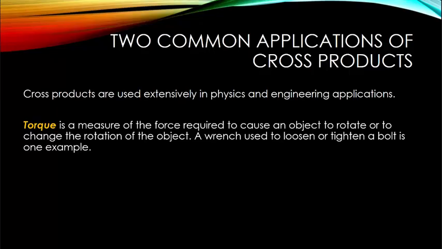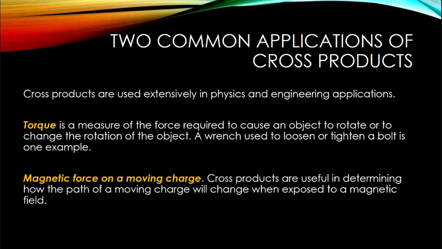A wrench that is used to loosen or tighten a bolt is one example. Magnetic force on a moving charge is another example. A particle with a given charge will change its path in response to the force exerted by a magnetic field, and this change in path is described by the cross product. Now let's look at an application that involves torque.